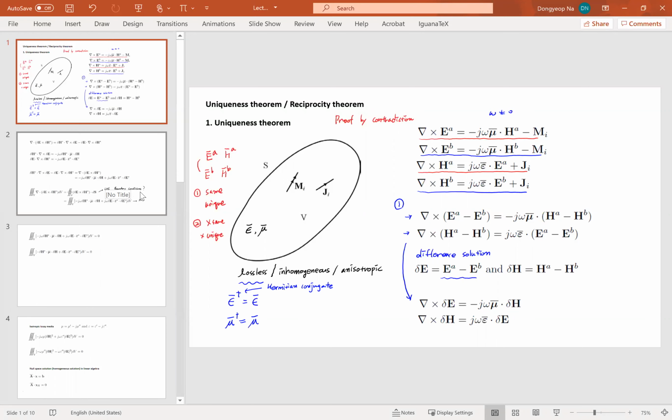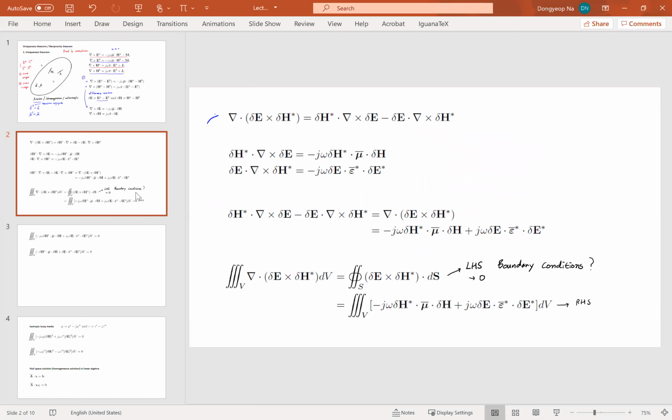What we do next is just manipulation. We go over the complex Poynting vector. We have already studied the complex Poynting vector and the complex Poynting theorem. So, the divergence of the difference solution of the electric field cross product with the complex conjugate of delta H. By applying the vector calculus identity, we can expand this divergence of delta E cross delta H conjugate.